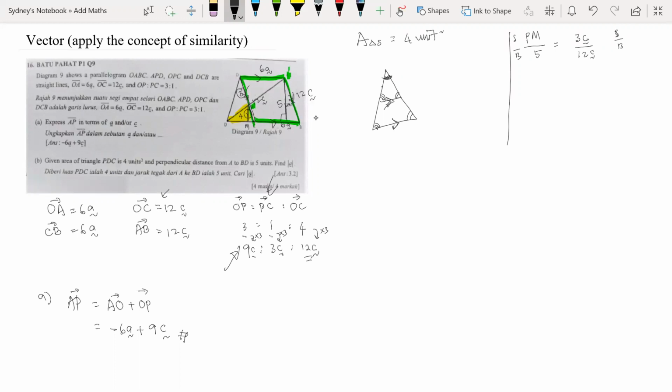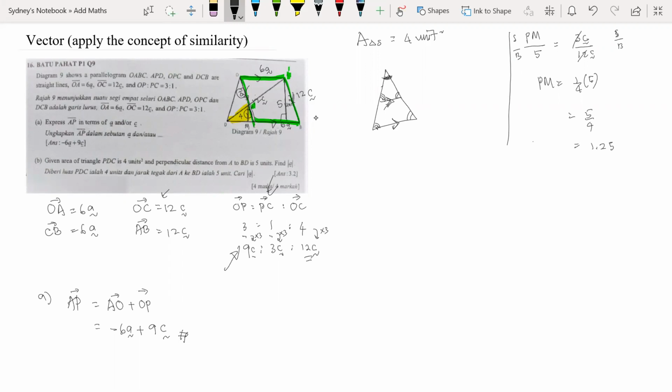So we will have PM equals, simplified, 1 over 4 times 5. So we found that PM is 5 over 4, or we can just write 1.25. Okay, so we found PM.